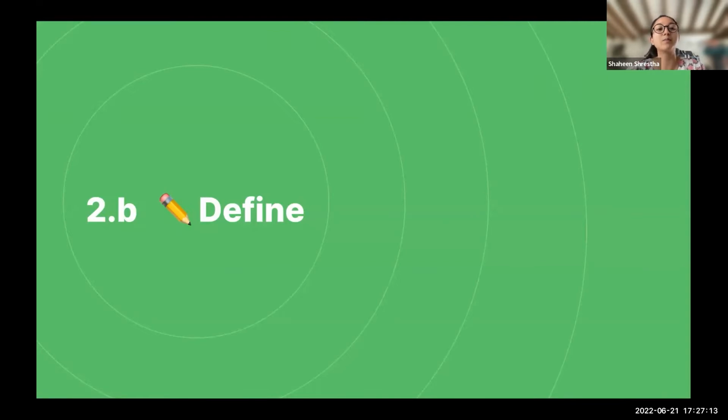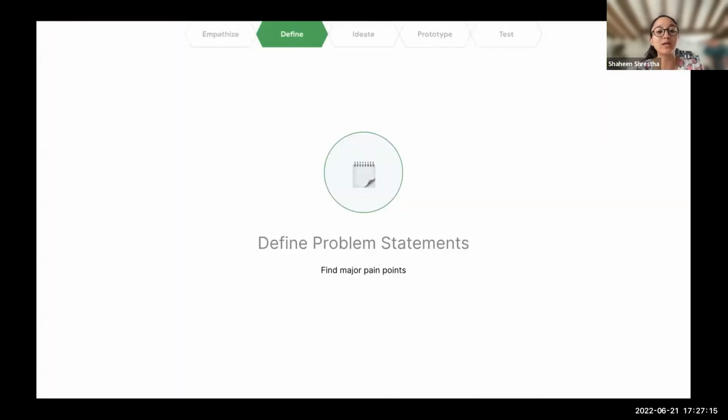Now we have a basic understanding of that. So after we have that headspace in mind, now we define the problem. In define, we find the major pain points. What is it that users are actually facing? We try to note it down, we document it. A documentation part comes in.